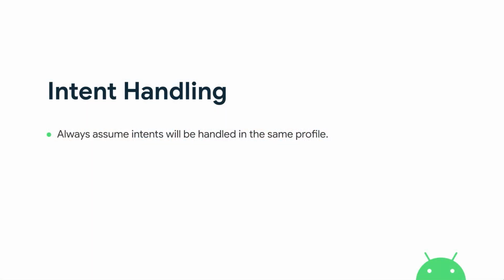So, handling intents. When an app tries to launch an intent, like open a camera or open a URL in a browser, Android will try to match that with an app to handle that intent within the same profile that it's running in. So if, for example, you're running your app in a work profile and the camera is disabled in that profile, even though there's a camera that's fully functioning in your personal profile, it won't launch. You should always assume that whatever intent you're trying to launch will be handled within the profile that you're running in. And you should always be aware that sometimes these intent handlers that could always be existing in a personal profile might be disabled in a work profile.